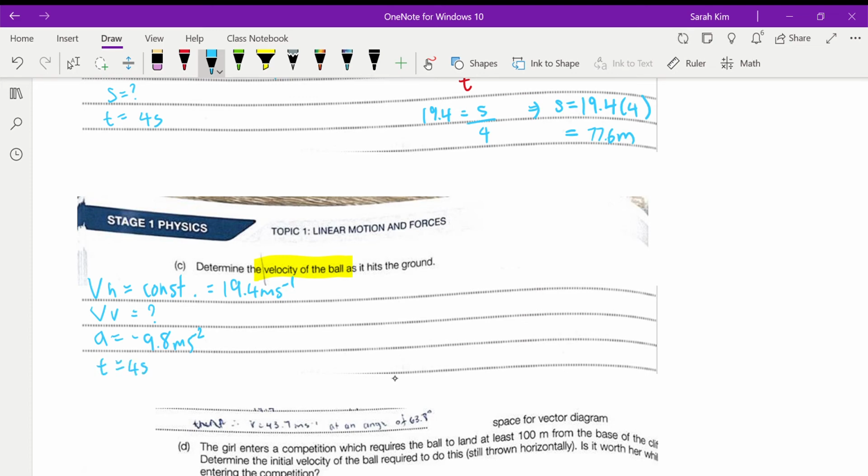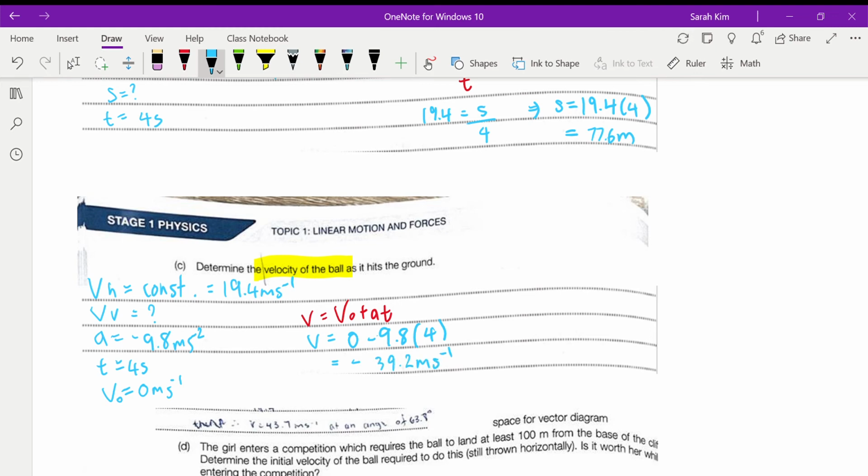What else do I know? My V0 should be 0. Let's use this fact. Alright, so what can I use? 1, 2, 3, 4 facts that I'm going to use. v equals v0 plus at. My v equals v0, 0, plus negative 9.8 times 4, which is going to be a negative velocity of 39.2.